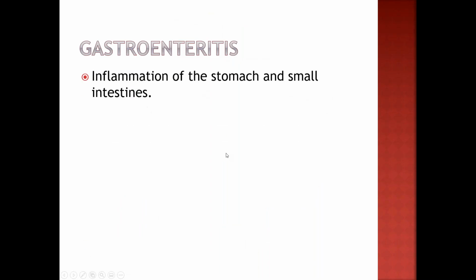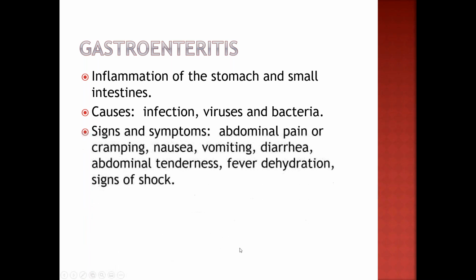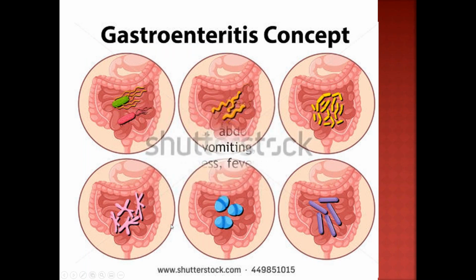So gastroenteritis, this is going to be inflammation of the stomach and then also the small intestine. This is going to be caused by a virus or a bacterial infection. Signs and symptoms that we could see: again, abdominal pain, cramping, heavy amount of nausea, vomiting, diarrhea, and then we could also see fever and dehydration depending on if they've been properly eating and or drinking.